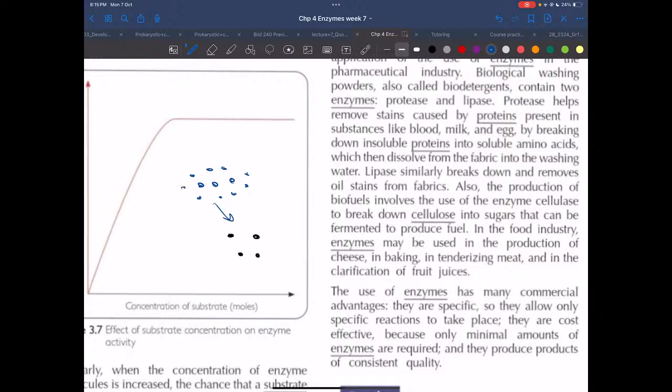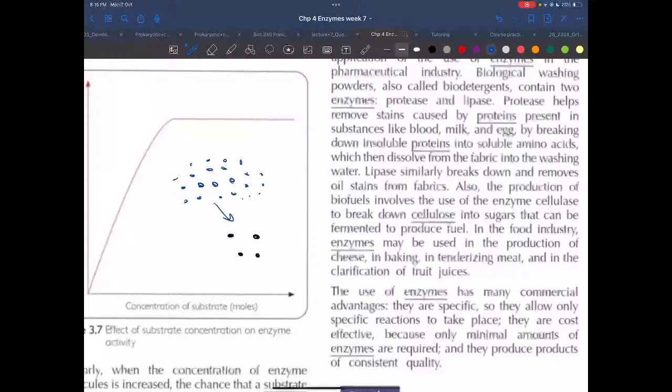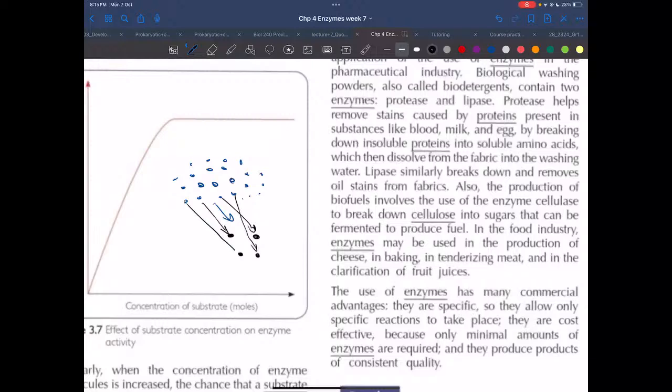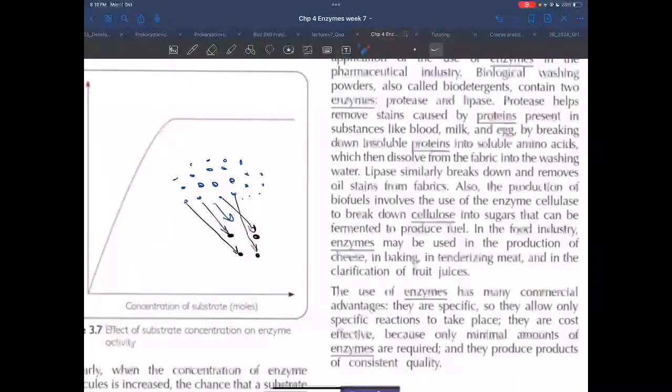However, if I keep on increasing the concentration of the substrates, but keep the concentration of the enzymes the same, now I have this interacting with this, interacting with this, and so on. All my enzymes are full, but look how many substrates I still have. Does this affect my reaction rate? No, because my enzymes are fully occupied.